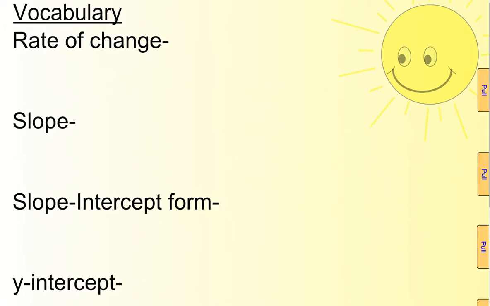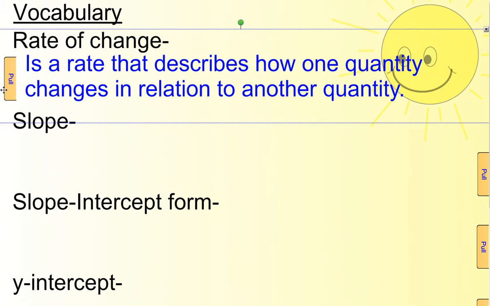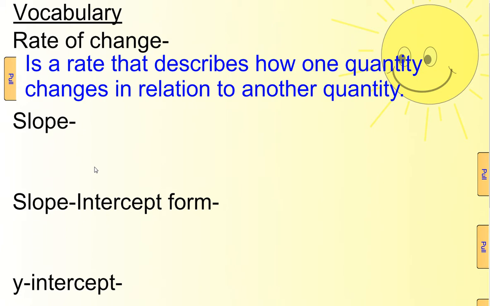So we have here quite a bit of vocabulary words. So first one being rate of change, which should be familiar since we've talked about this in Module 4. Rate of change is a rate that describes how one quantity changes in relation to another quantity. In the past, we talked about amount of work done per hour, or driving speed, or we even had a question like hot dogs eaten over an amount of time.